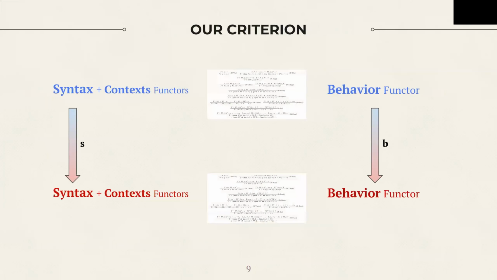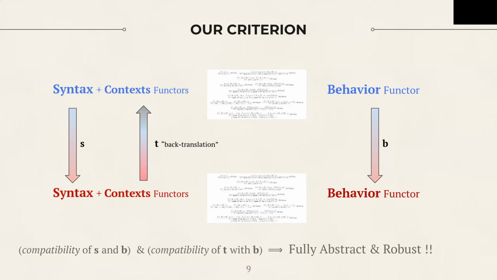And so we had to make explicit how target context and source context can be defined in our language. And we picked a functor also for the context. And we require not only a translation of the source syntax functor into the target syntax functor and a translation of the behaviors, but also a mapping from target context to source context this time, that is called the back translation. And here we show that the notion of compatibility of S and B, together with the notion of compatibility of this back translation with B, provides both fully abstract and robust compilation.